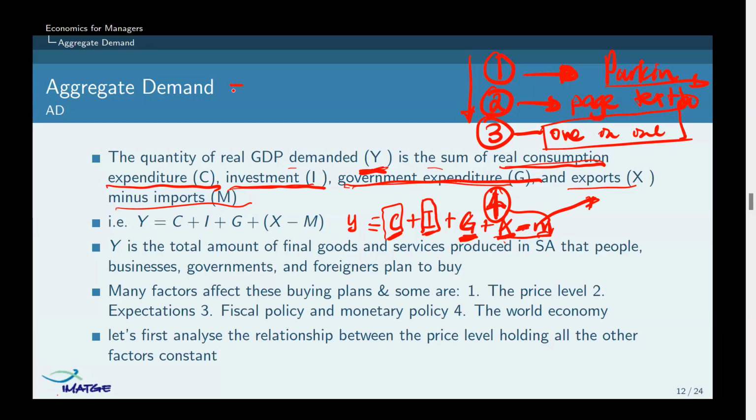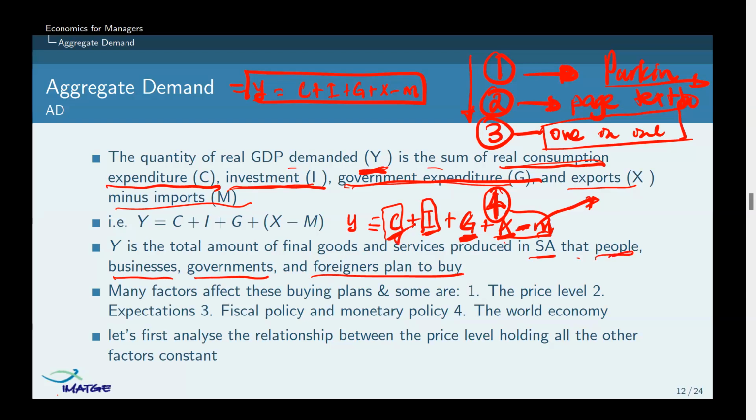But in other words, aggregate demand is the same as income, which is the same as consumption plus investment plus government expenditure plus exports minus imports. Right. So this equation is really important when you are analyzing policy decisions that can be taken by the government. So what is the total amount of final goods and services produced in South Africa that people, businesses, governments, and foreigners plan to buy? Right?